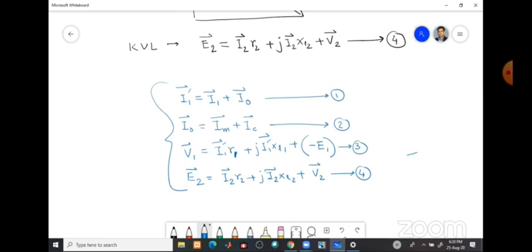Anybody has any doubt? E2 is equal to I2 N2. E2 equals to I2 R2. Yes, say. E2 equals to I2, what do you mean by N2? No. I2 N2 is an MMF. E2 is the voltage.